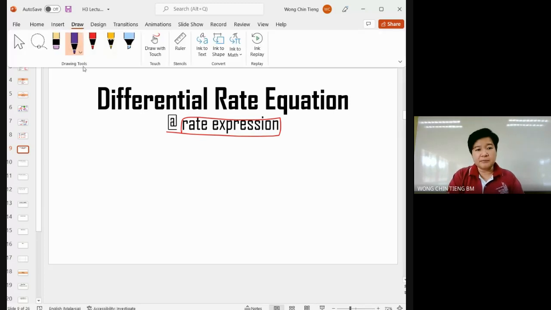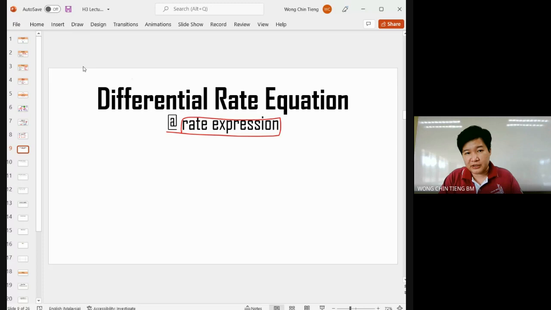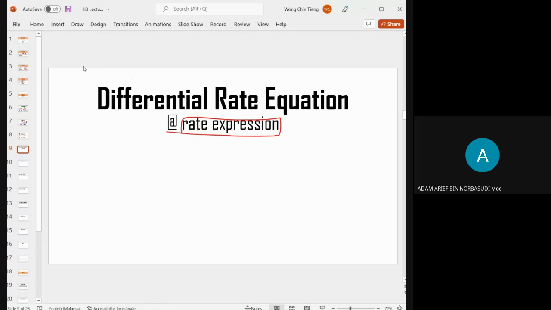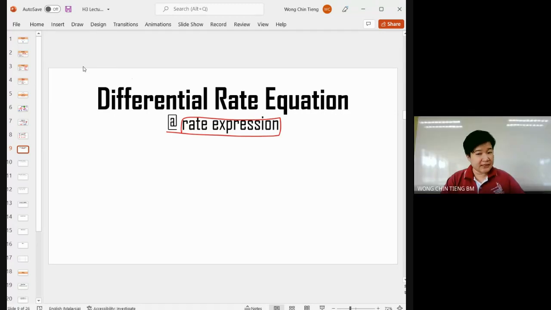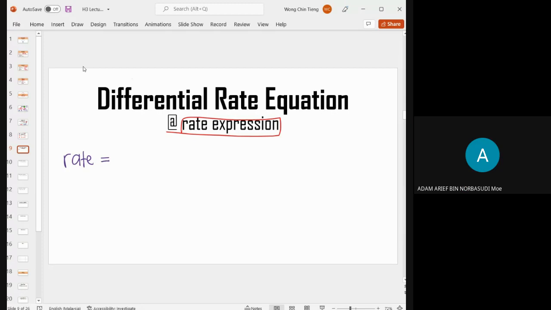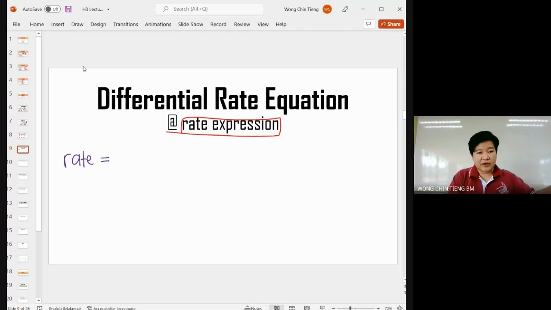Soalan saya. Dalam differential rate equation ataupun differential rate expression, dia ada operasi tambah atau tolak tak? Ya ada. Ada ke tak ada? Yes or no? Ada. Tak baca dengan betul lah tu. Soalan saya sekali lagi. Dalam differential rate equation, dia ada operasi tambah atau tolak tak? No. Tak ada. Okay. I write a very general one first.